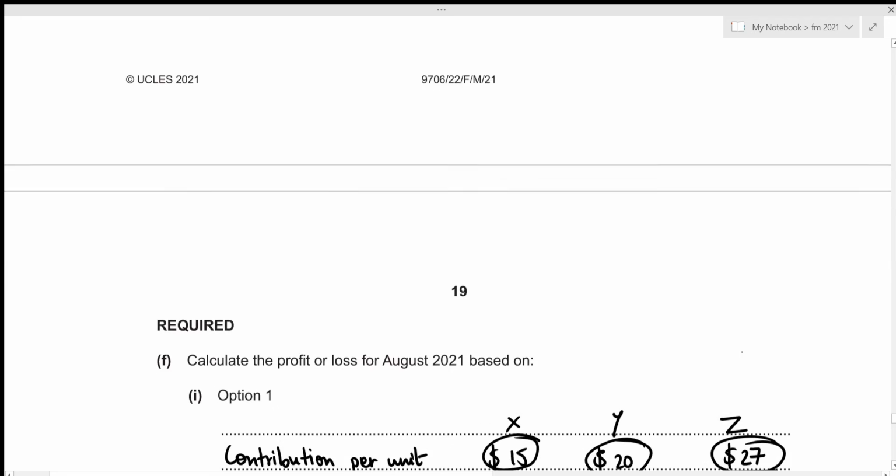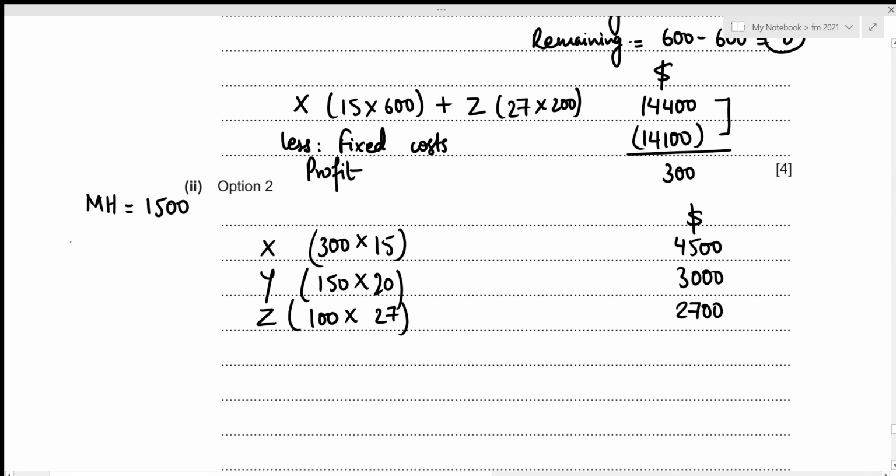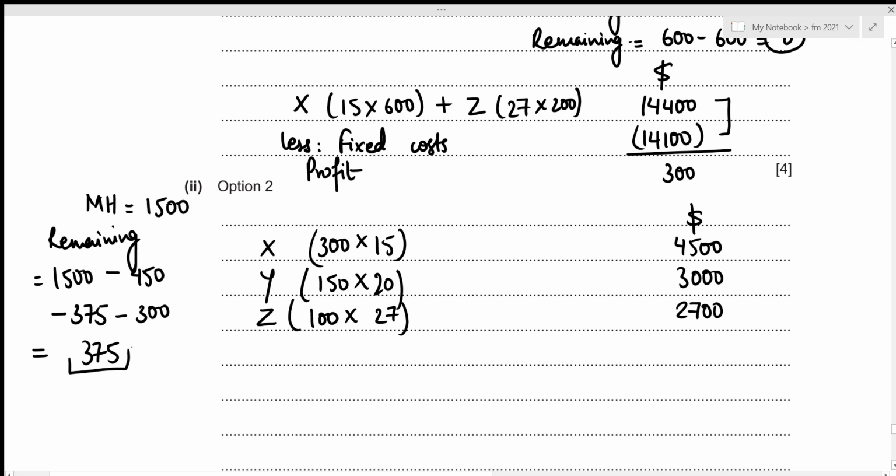So let's figure out the remaining hours. So remaining is the total of 1,500, and we utilized 450 for product X, minus 375 for product Y, minus 300 for product Z. And this gives the remaining hours to be 1,500 minus 450 minus 375 minus 300, which means that we still have 375 machine hours available. Okay, so now we also have to utilize these remaining machine hours, right?